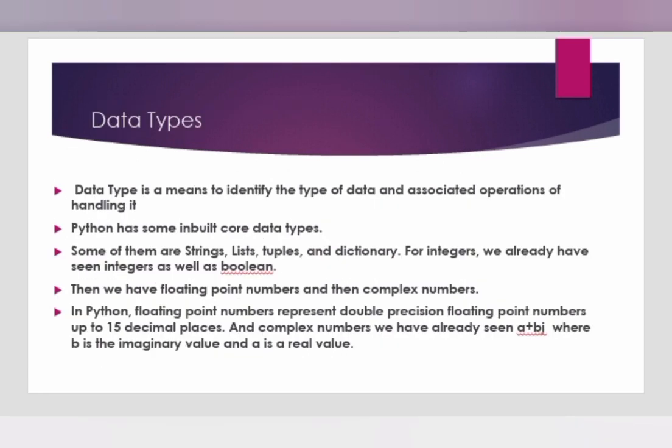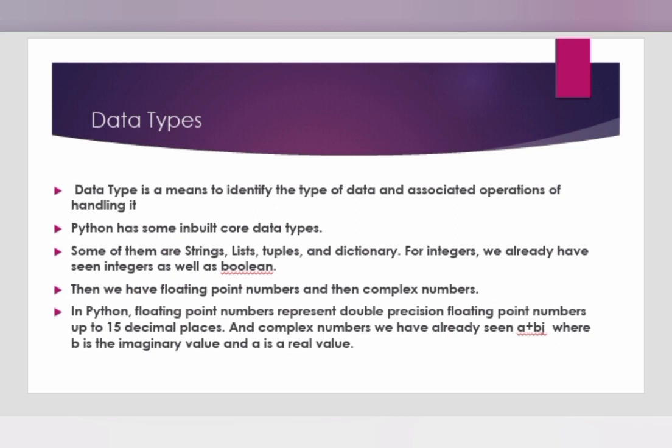Now let's see the concepts on data types. What is a data type basically? For any programming language, a data type is a means to identify the type of data and associated operations of handling it. That means if it's an integer data type, you can do arithmetic operations. If it's a float data type, you cannot use the modulus operator for finding out the remainder and so on.